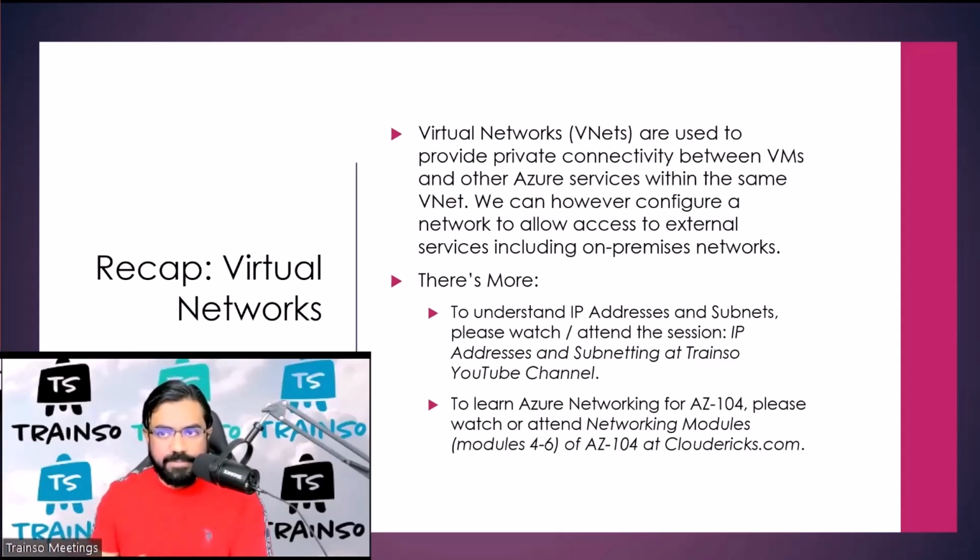So virtual networks are used to provide private connectivity between VMs and other Azure services within the same VNet. We can, however, configure a network to allow access to external services, including on-premises networks. You can imagine a network which does not have any connectivity to the outside world, and then you put all of your virtual machines and other services inside that network. You give access to the outside world as it is needed.